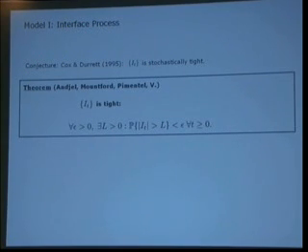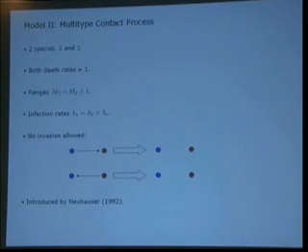I will not say anything about our methods, just that we strongly relied on the fact that I described, that the dynamics can be thought of as a two-step dynamics. First the blues, then the reds. Okay, enough about grass, bushes, trees. Now about the multi-type contact process.